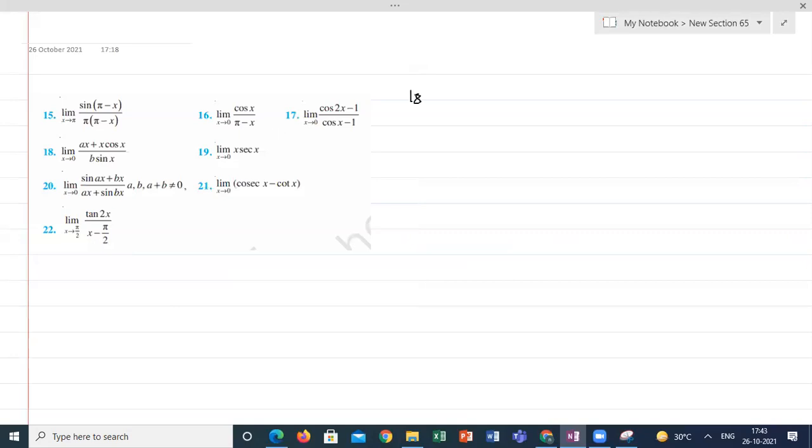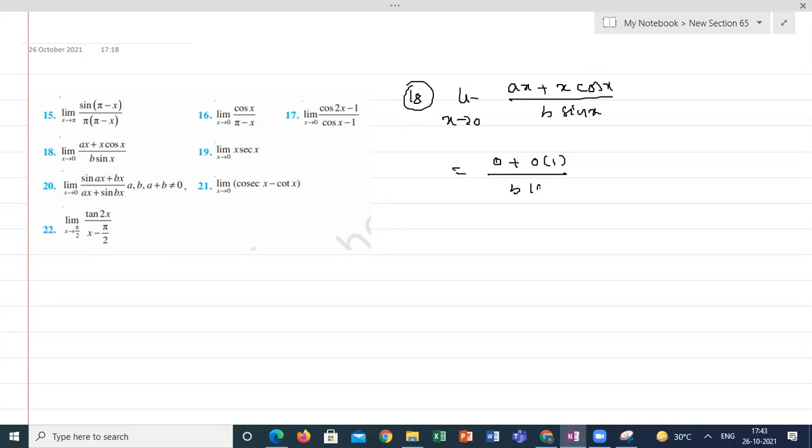Eighteenth question. Limit x tends to 0, (ax plus x cos x) divided by (b sin x). When I substitute straight away, this becomes 0 plus 0 into 1 divided by b into 0. The answer is 0 by 0, an indeterminate form.